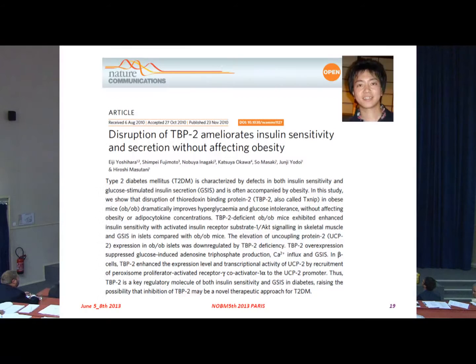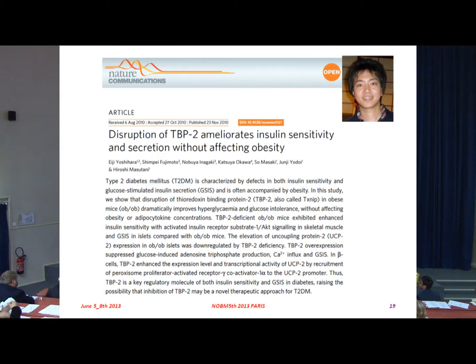Today, in energy metabolism, one thing I think is important to show you is that TBP2 by itself is involved deeply in the amelioration of insulin sensitivity and the insulin secretion mechanism, without directly affecting obesity. This was in the recent work of Dr. Yoshihara, who is now at Seoul Institute. So the TBP2 thioredoxin system is involved in the energy metabolism regulation of insulin-related release and control in the pancreatic system.